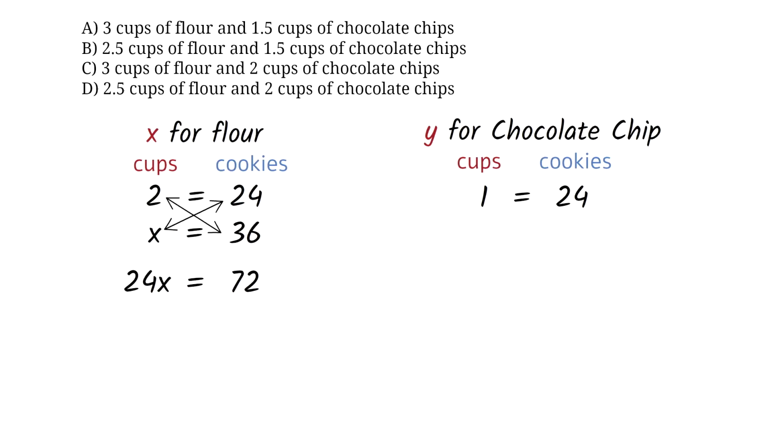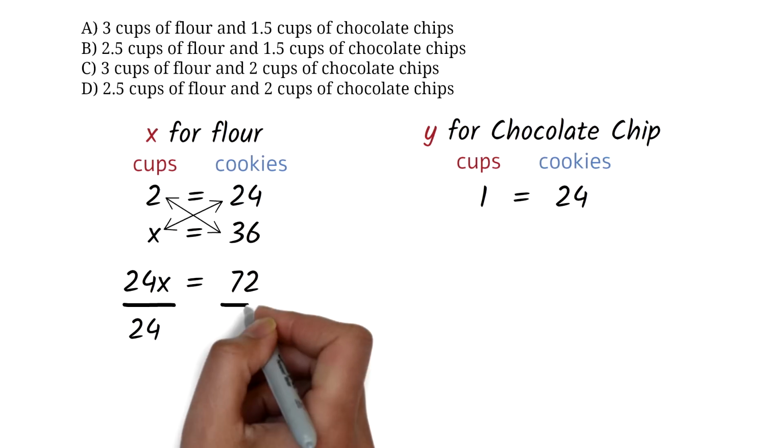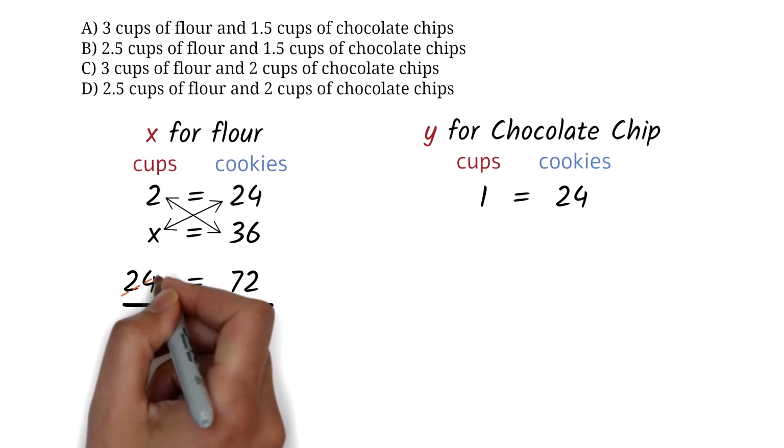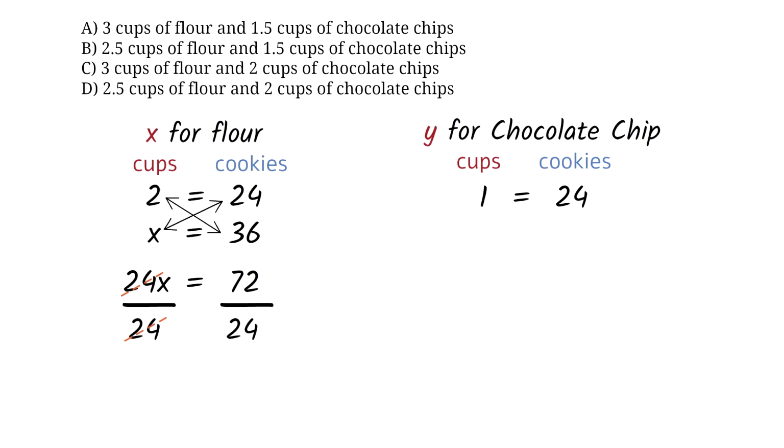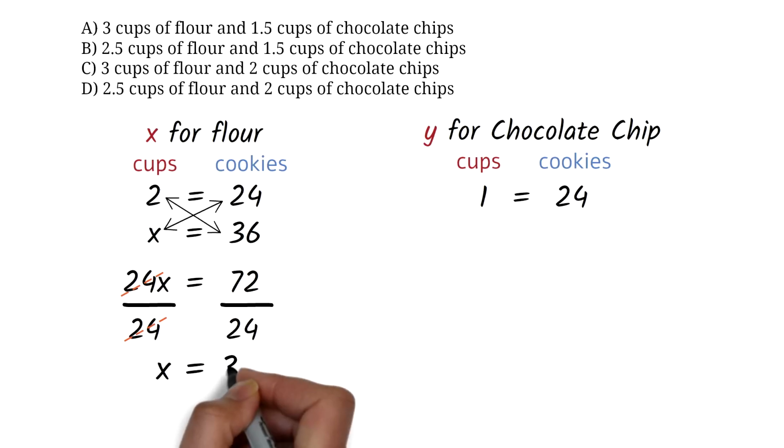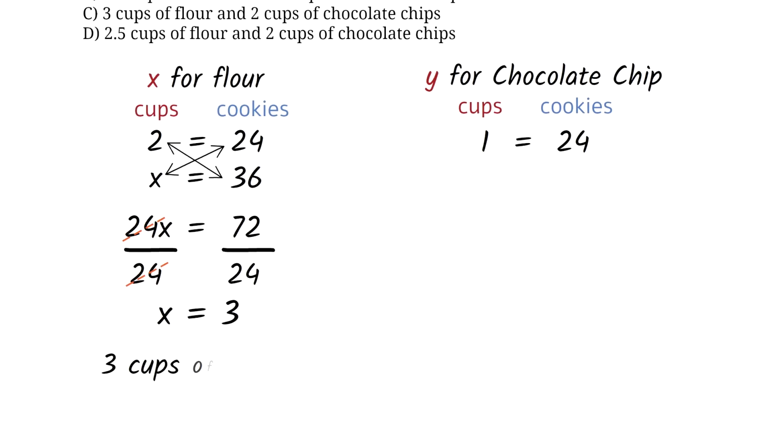Finally, we will solve for the X. Divide both sides by 24. The 24 will cancel out. 72 divided by 24 is 3. So she will need 3 cups of flour.